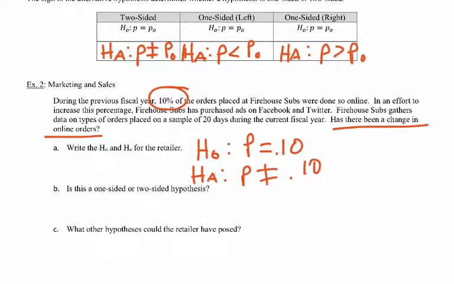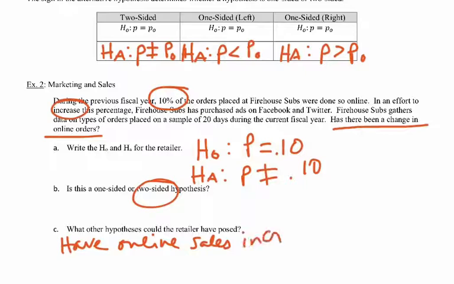So is this one-sided or two-sided? Well, this is two-sided because the question said, has there been a change, which implies it could be more or less than 10%. What other hypotheses could the researcher have posed? Well, I think the one that would have made a little more sense is if they said, have online sales done what? What are we interested in? They were trying to get more online sales. They wanted to increase that percentage. So the more obvious question I think would have been, have online sales increased?